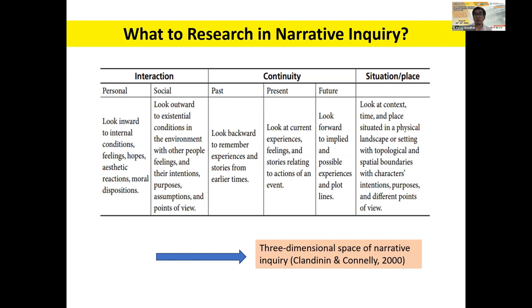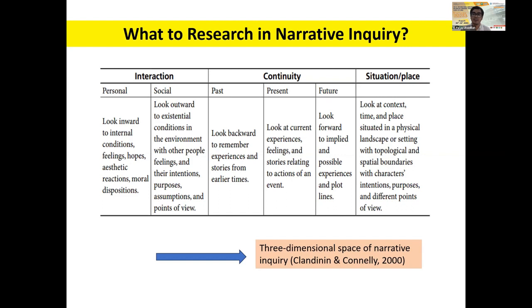And after that, you go with the next aspect, that is future experiences or future aspiration. What you have to do when you are in this stage is that you focus on possible future thinking of your research participant. So you focus on future experiences or future ideas of your research participant. So remember, in the continuity, you focus on past, present, and future aspects.